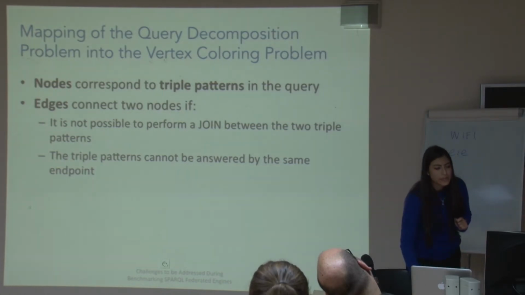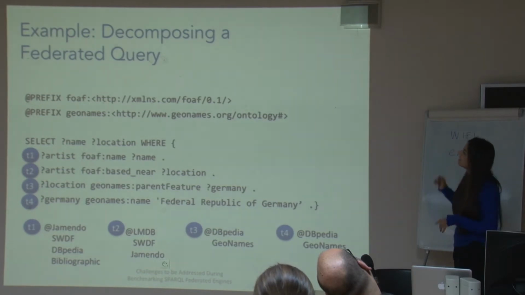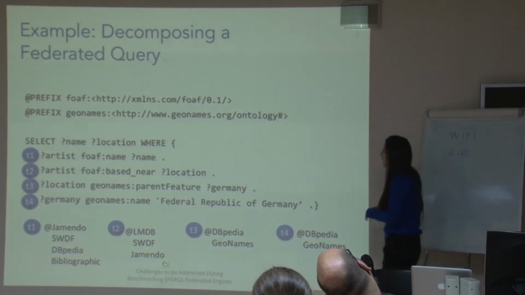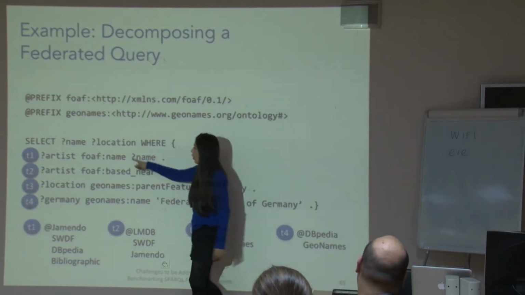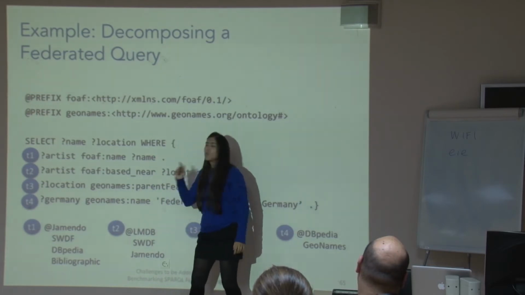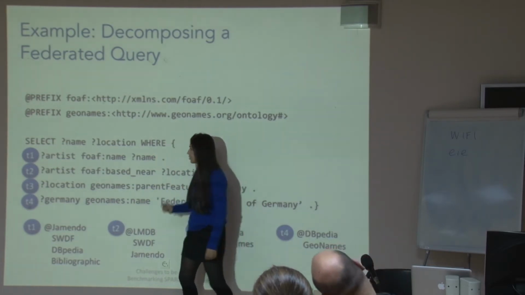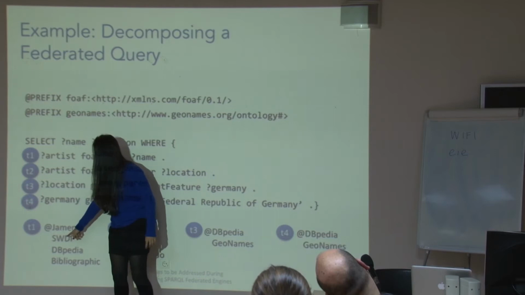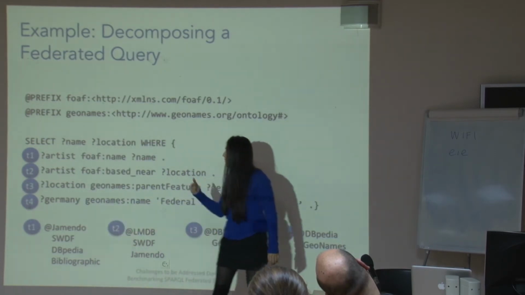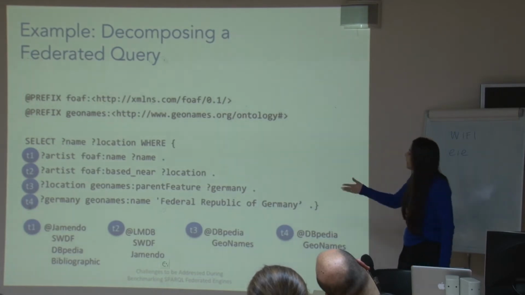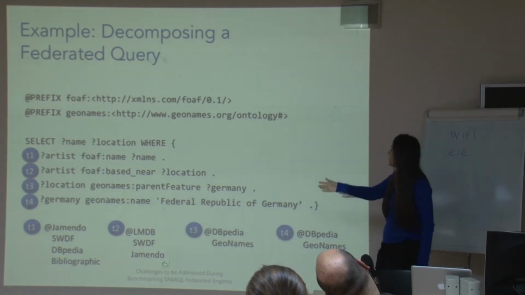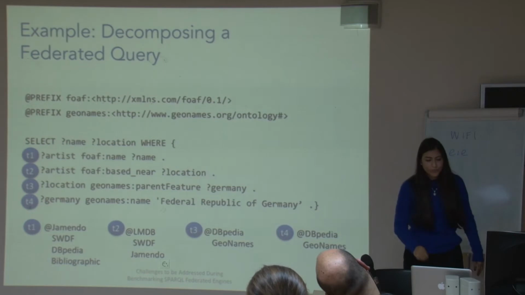So let me show you an example. This is query 6 from CD in FedBench, and it's a query about Germany. It's composed of 4 triple patterns, and we have already performed the source selection. So T1 is going to be answered by the endpoints Jamendo, Semantic Web Dogfood, DBpedia, and Bibliographic. Triple pattern 2 by LMDB, etc., etc.